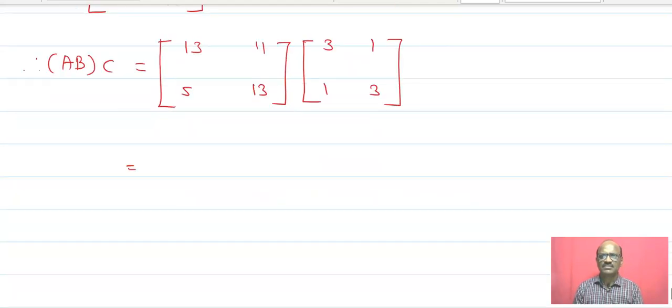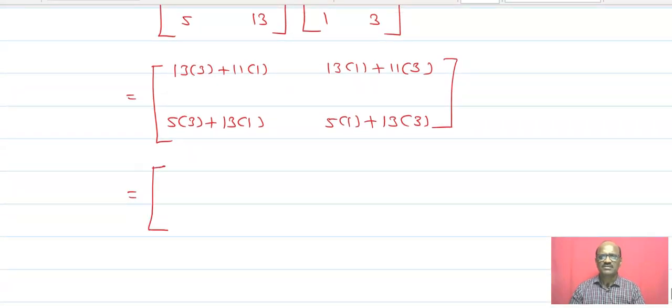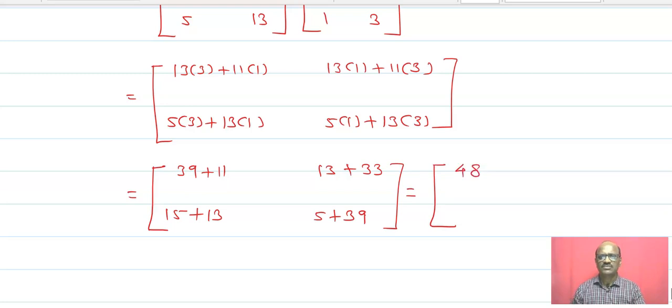Times 3, 1, 1, 3. 13 into 3 plus 11 into 1. 13 into 1 plus 11 into 3. And in this way, second row, first column, second row, second column. This is the multiplication. (39 plus 11), 13 plus 33, 15 plus 13, and 5 plus 39, and that's equal to the required matrix.